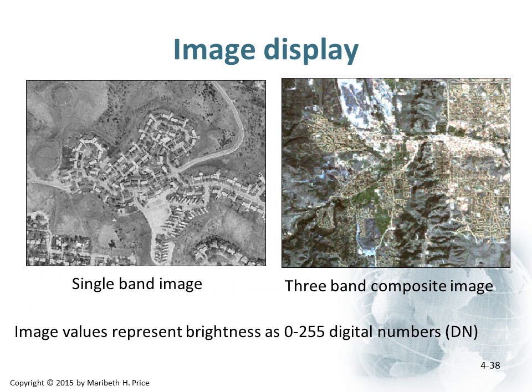Image display, single band versus multi-band composites. Images represent brightnesses from 0 to 255, or a DN number, a digital number. In a 3-band composite image, you have a red, blue, and a green, and within each color you have a digital number that represents how light or dark it is in that particular color. When you combine them, you get a real color image.